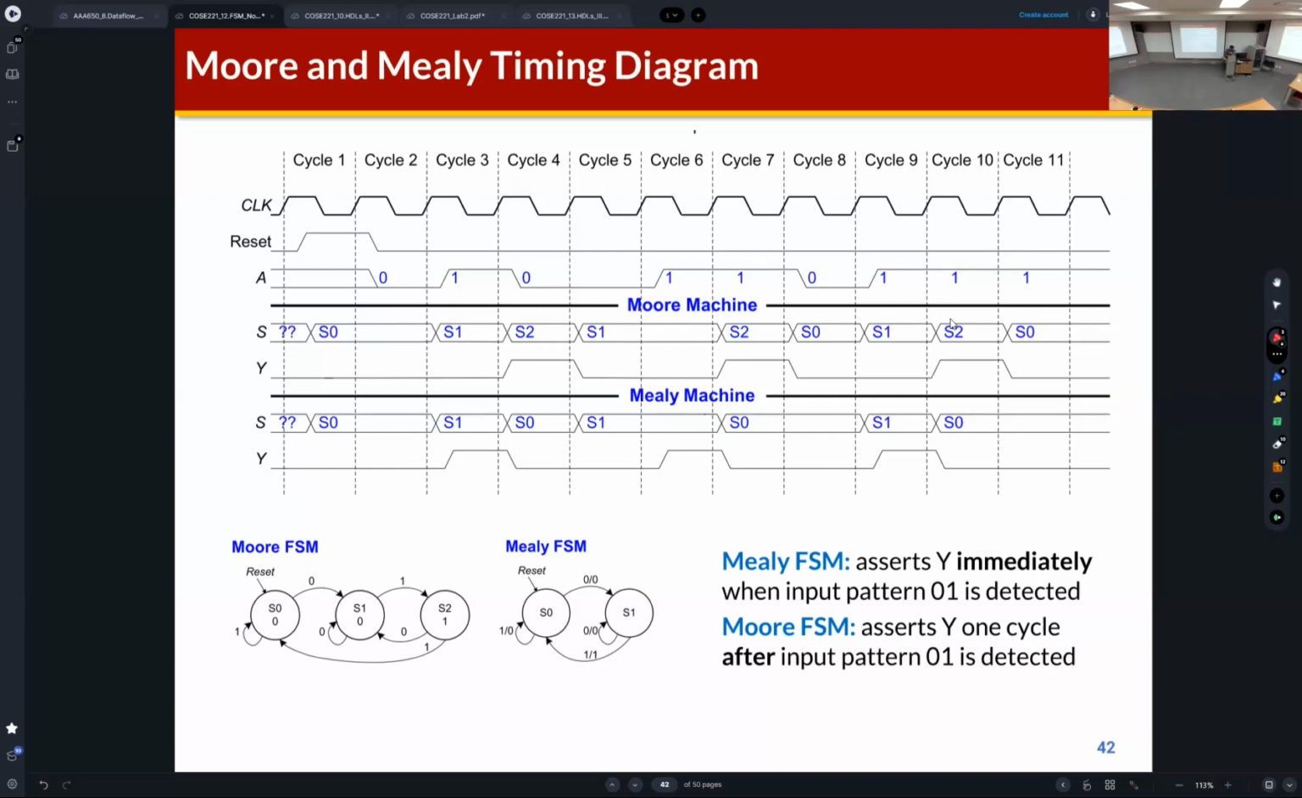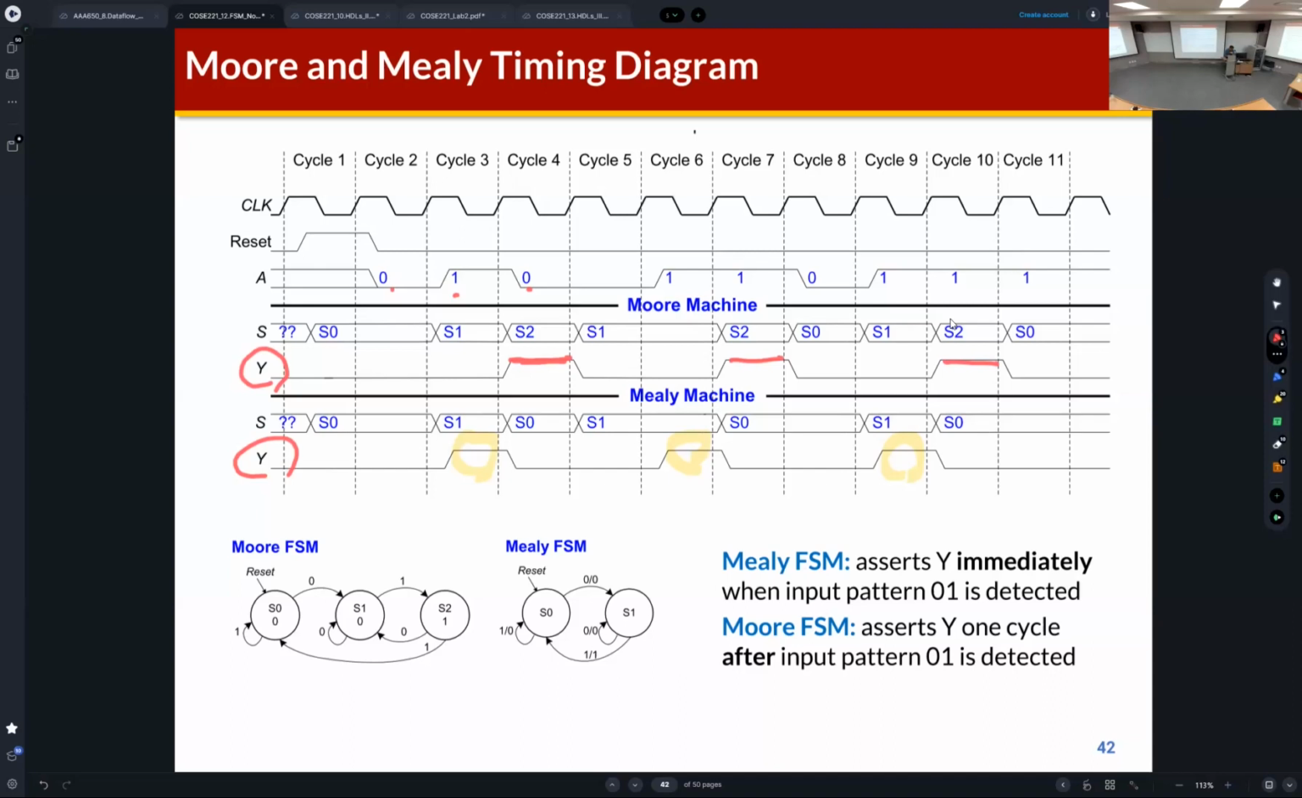So this is the input sequence 0, 1, 0, 1, 1, 0. And then we can also find the changing state here. But if we look at the output, we can find that in the Moore FSM, the output changes at this time. Right? But in the Mealy FSM, the output changes here, here, here. So I believe you can observe the difference.